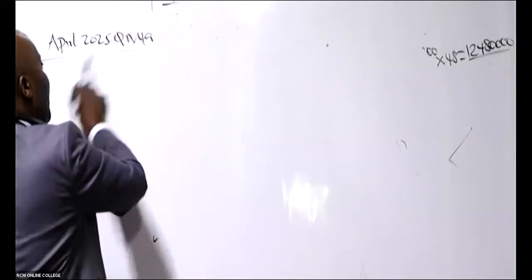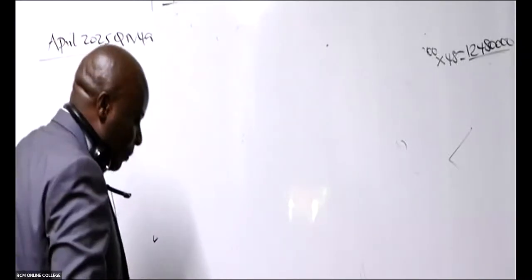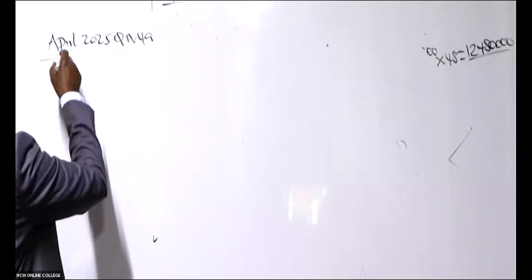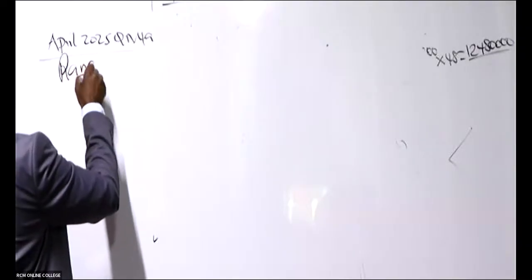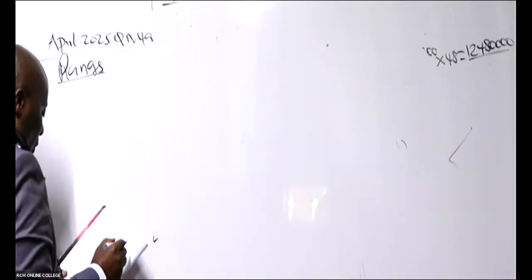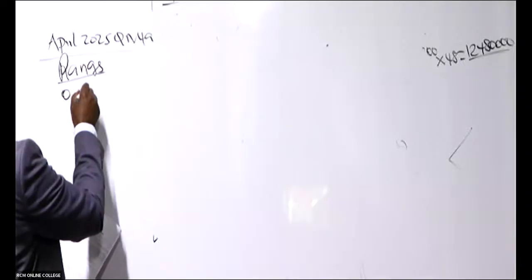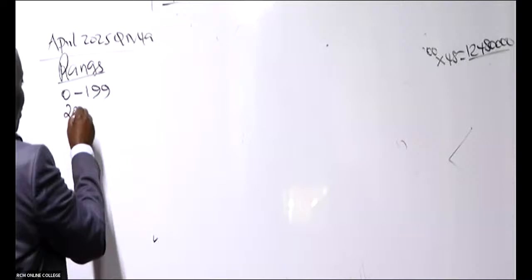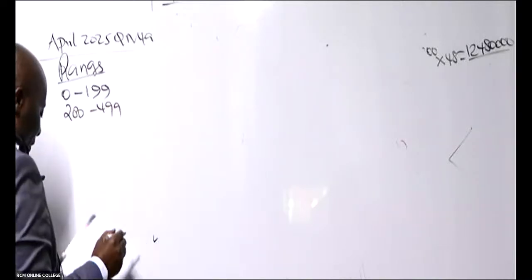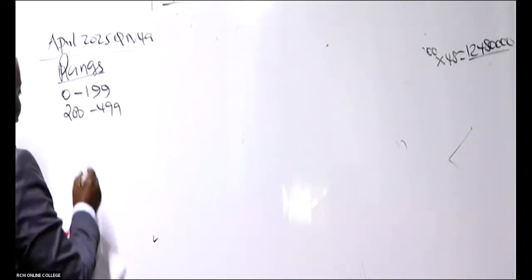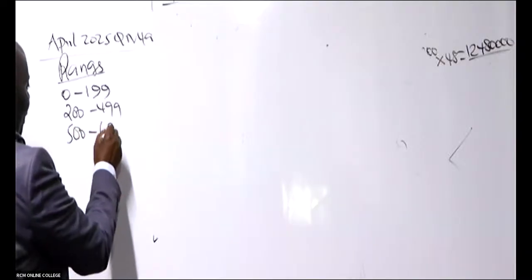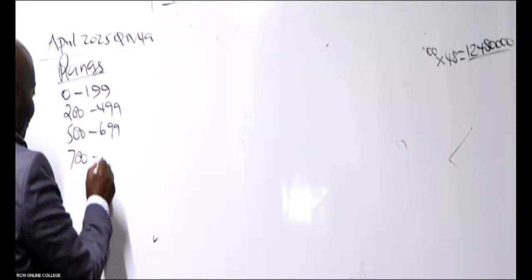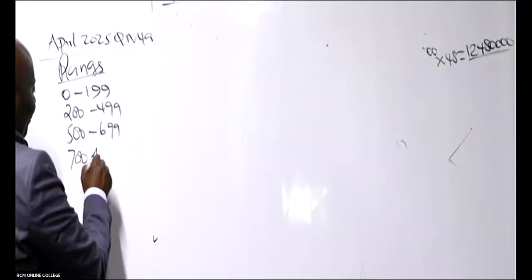This is a very easy question. How will I be able to handle it, ladies and gentlemen? So the first thing that I will do, I will write my ranges. I can see my ranges there. The first one is 0 to 199. I can see 200 to 499. I can see 500 to 699. I can see 700 and above.